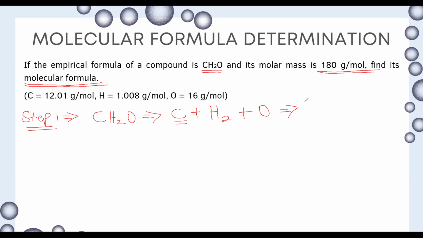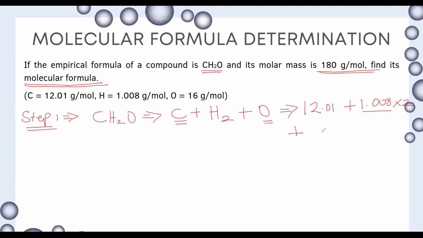So this gives me 12.01 plus, what is the atomic mass for hydrogen? 1.008. Now, we have not just one atom of hydrogen, we have two atoms of hydrogen. So what we're going to do is say this 1.008 will now be times 2. Are you there? Yes, sir. Good. Plus oxygen.